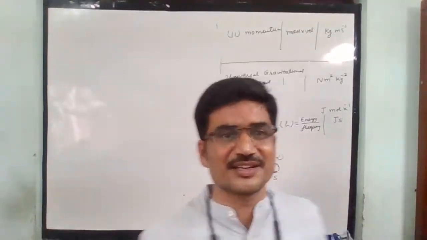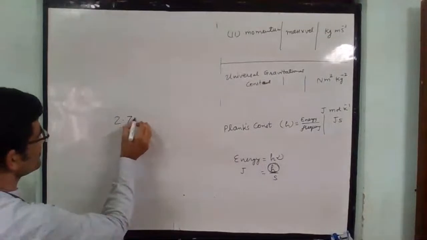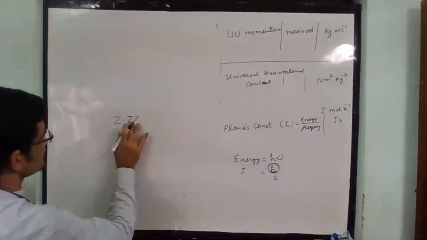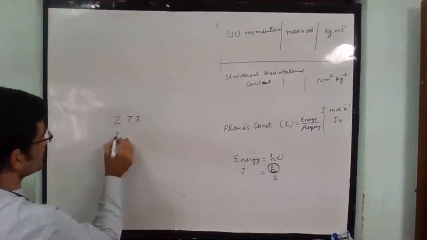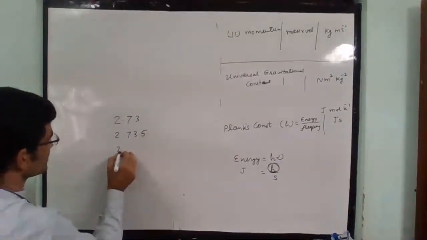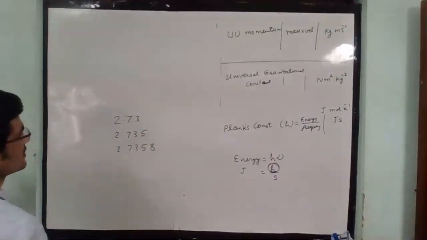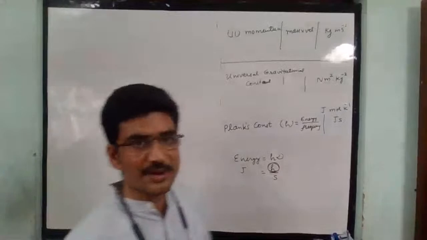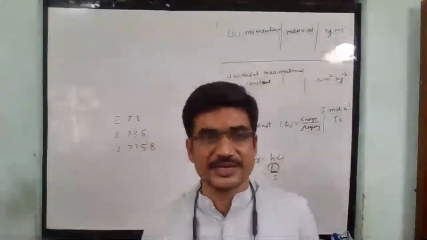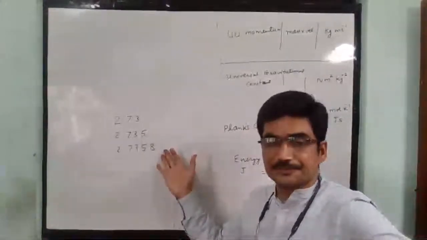So what does a teacher think? Suppose some student writes 2.73, some student 2.735, some student 2.7358. Okay, so the answer is the same, but it is expressed in three different manners.